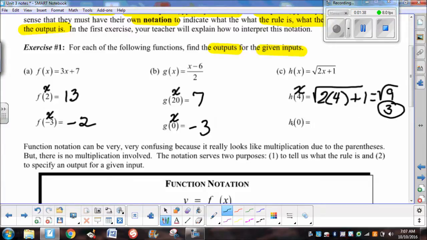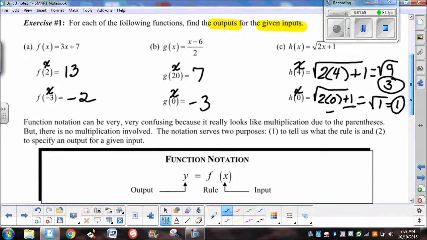So then what about h of 0? If I have an input of 0, what is the output that goes with that? 2 times 0 plus 1. 2 times 0 is 0 plus 1. So I have the square root of 1, which we know is just 1.